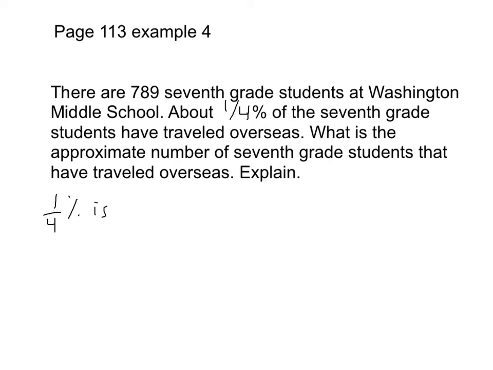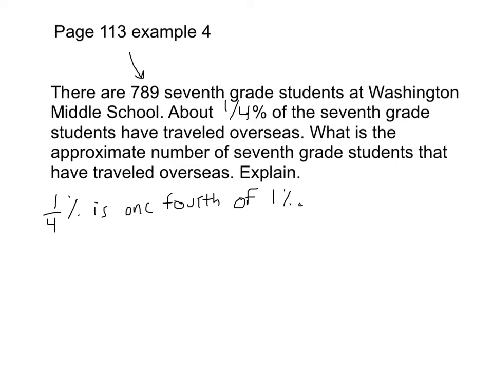1/4 of 1%. Alright. Now, we have that fact. We're looking at 789 7th grade students, right? So what do we round? Do we round the 1/4%, or do you think we round the 789? Well, at first, looking at this, I'm not really sure. So what would I round 1/4% to?